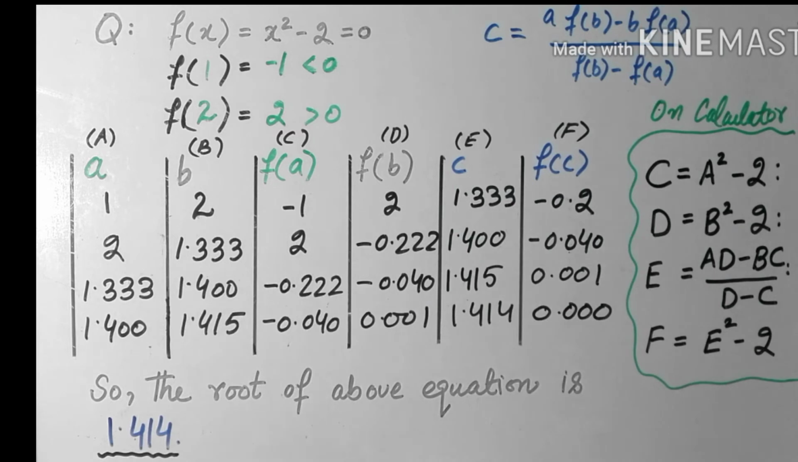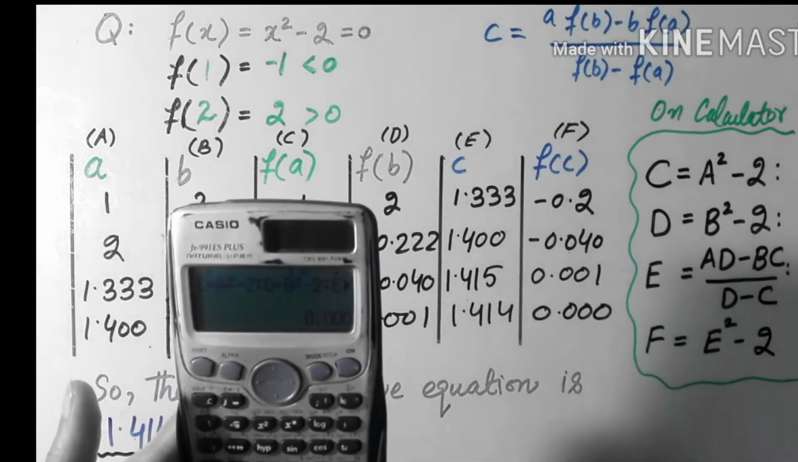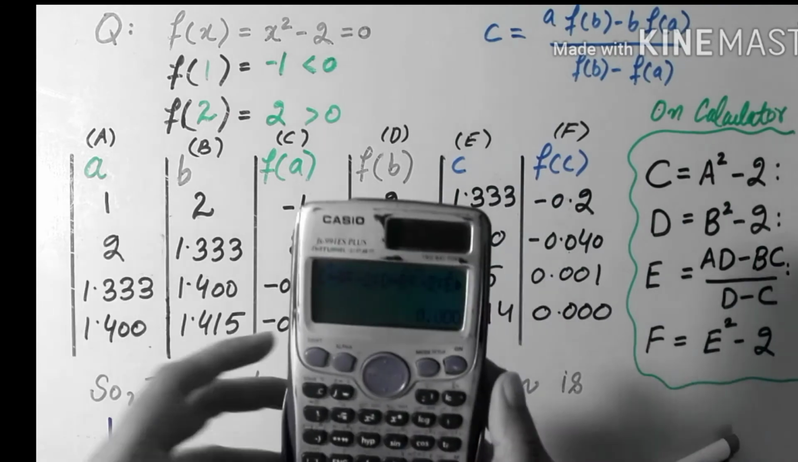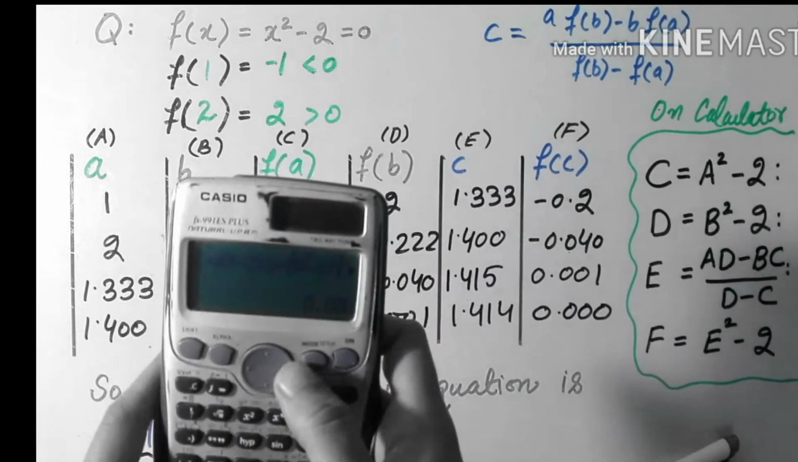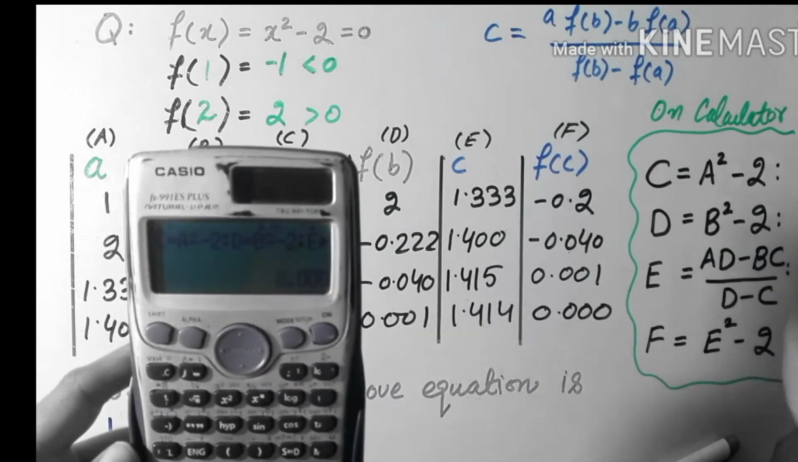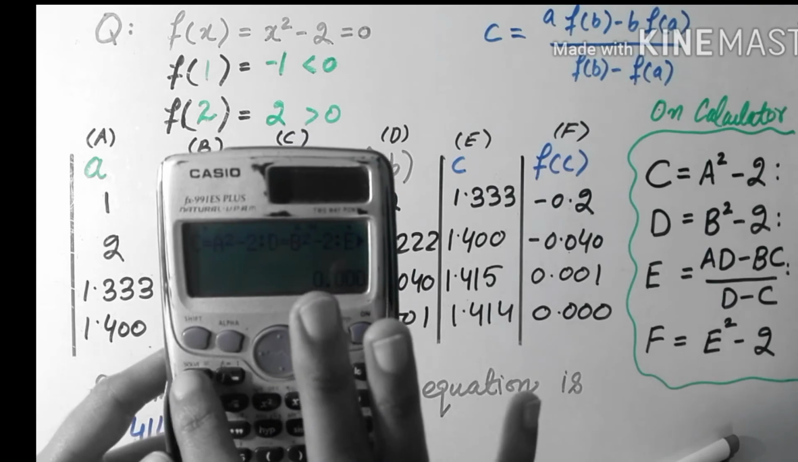I have already written the program on my calculator in the previous videos, like the bisection method video, where I showed how to write this program on the calculator. So we will just put these values into it. The value of A is equal to 1. I have written the program as C equals A squared minus 2. It is already written here, so I will just press calc and we'll start our process.